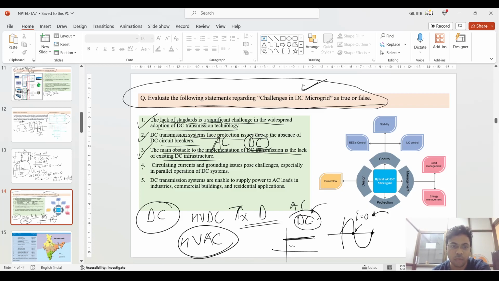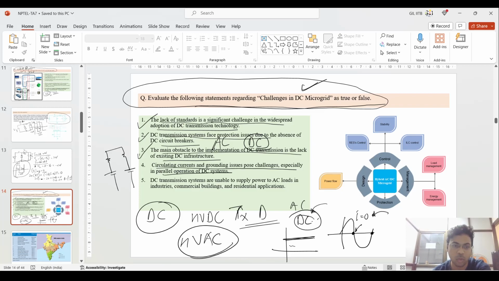The fourth problem is that circulating current and the grounding issues pose a problem, especially in the parallel operation of the DC distribution system. That is actually true. In this question, you can understand this statement from this figure.